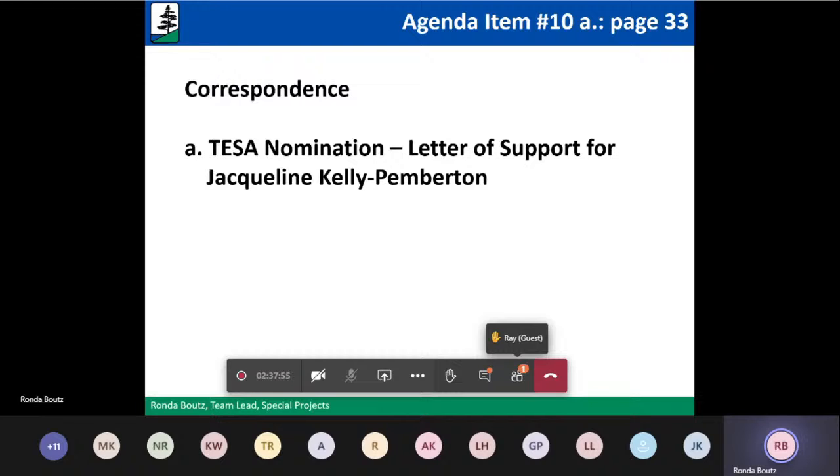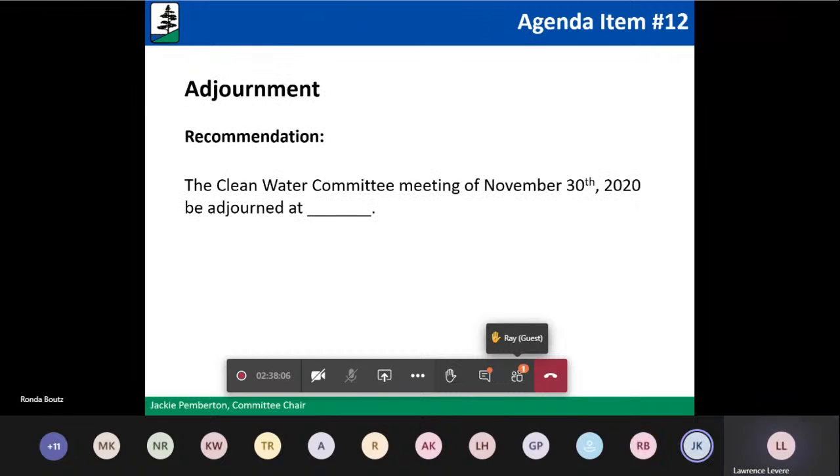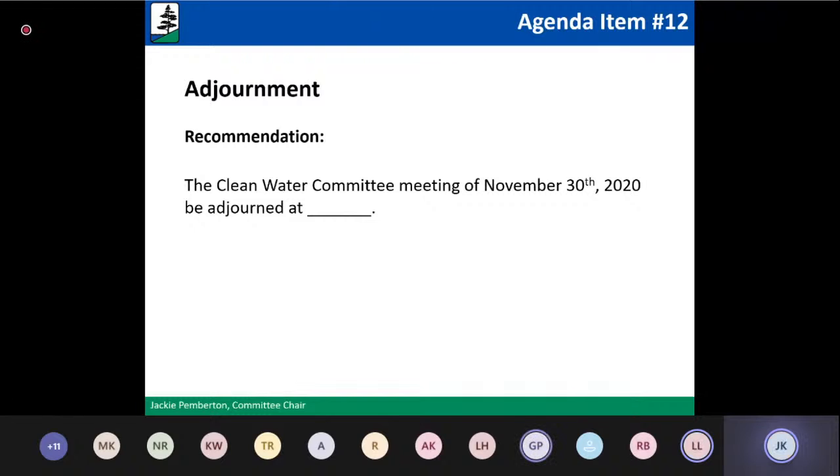Perfect. So it was wonderful to see those faces today that I can see and hear those voices that came on and moved and seconded. And Jackie, good meeting under bad conditions. Thank you. So I do need a motion to adjourn.